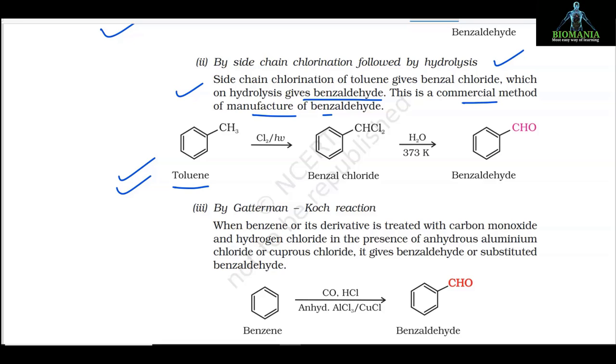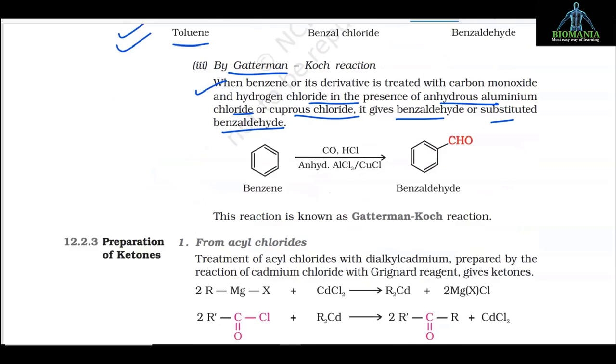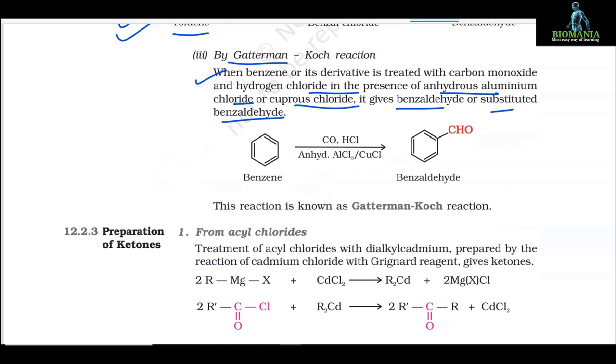Number 3, by Gattermann-Koch reaction. When benzene or its derivative is treated with carbon monoxide and hydrogen chloride in the presence of anhydrous aluminium chloride or cuprous chloride, it gives benzaldehyde or substituted benzaldehyde. Here you can see this reaction, known as the Gattermann-Koch reaction, where benzene is converted into benzaldehyde. The presence of anhydrous AlCl3 and CuCl is important, along with CO and HCl.